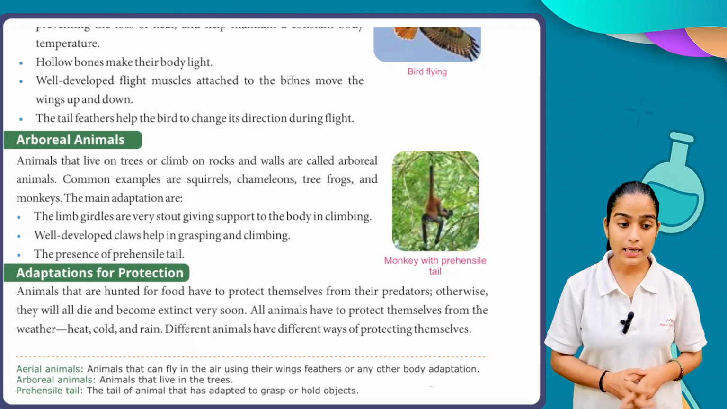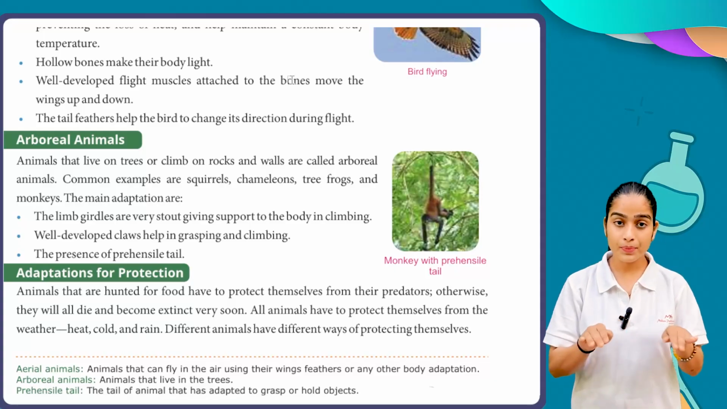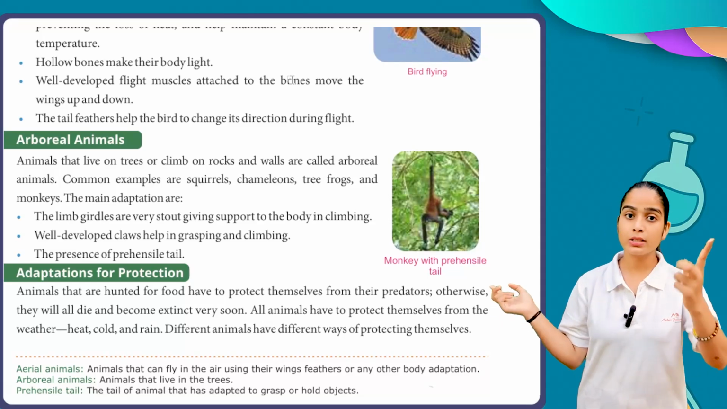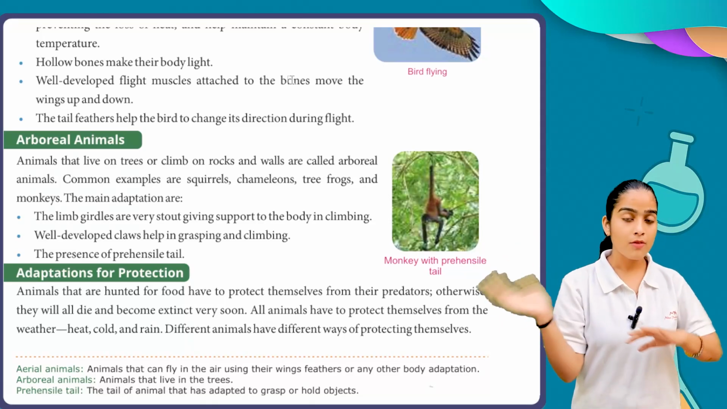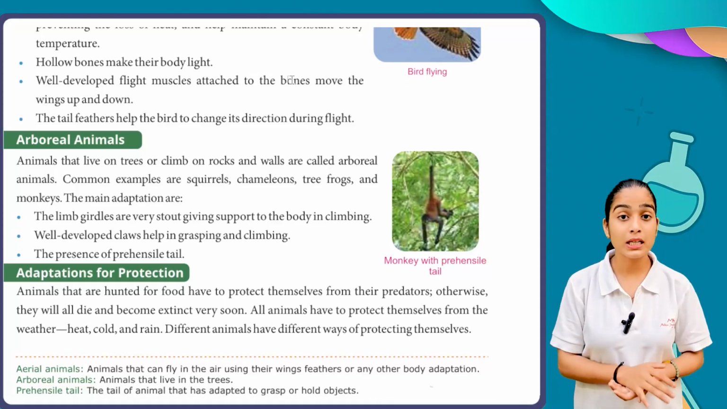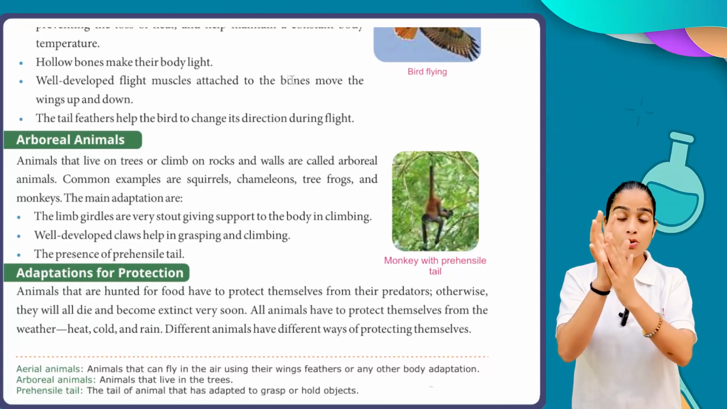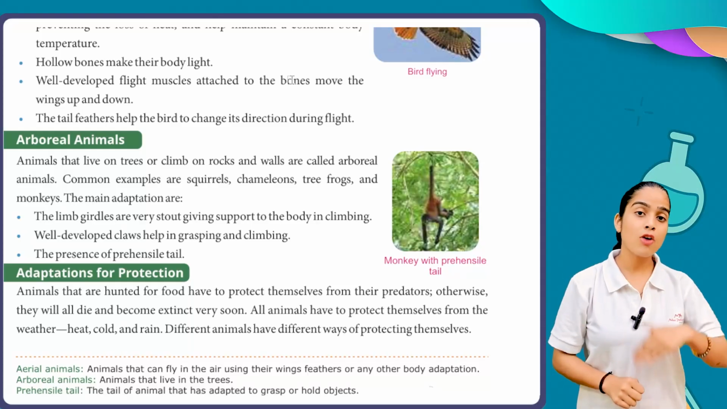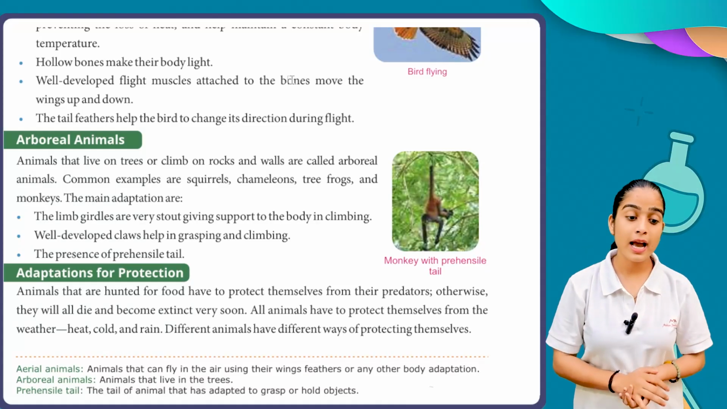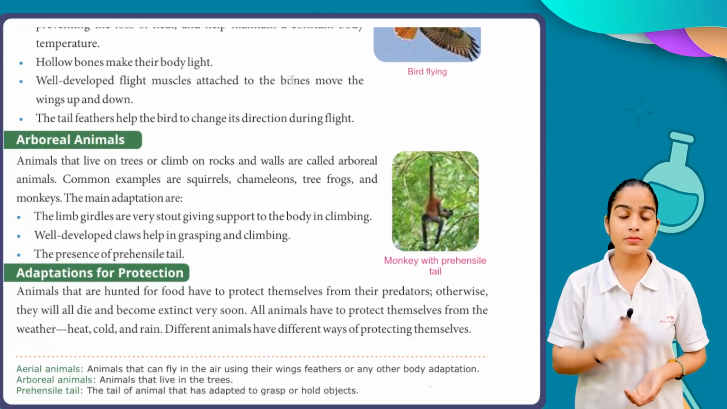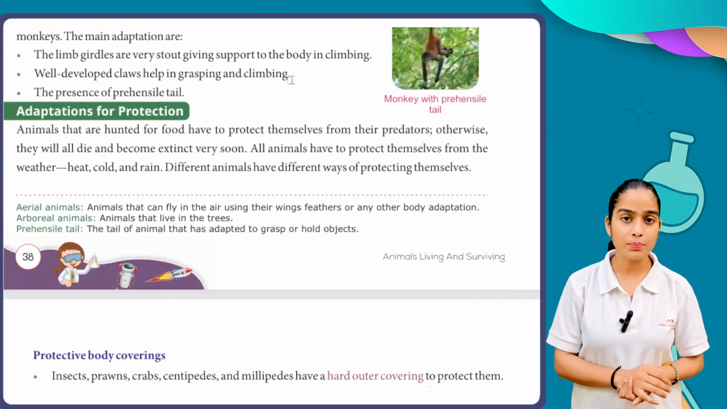So what we understand here is that they have limbs, and with the help of girdles they can jump from one tree to another tree, and they have good support when they jump. Next, well developed claws help in grasping and climbing. These claws also help them to support, to catch, to grasp the branch of another tree. And they have a prehensile tail, which helps them in jumping as well.